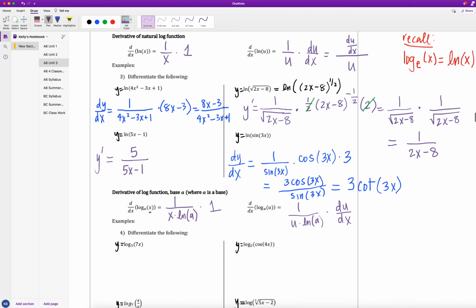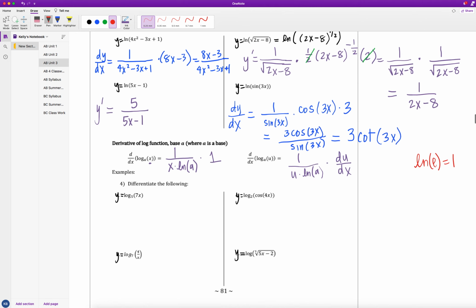So let's do some of these examples. And again, I do want to point out we have the same derivative rule here, and we're just relying on the fact again that the natural log of e is equal to 1, so that's why I didn't have to worry about it in the natural log case. Okay, so let's look at some of these here.